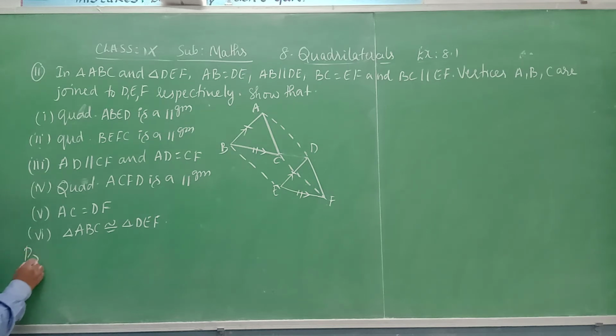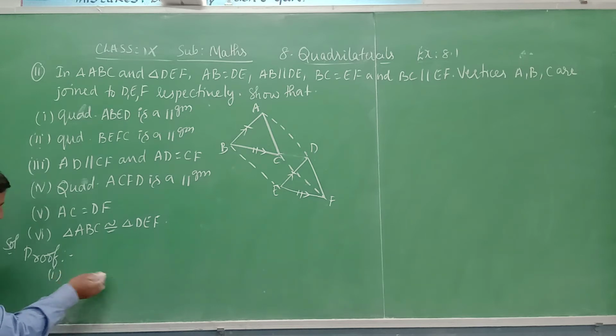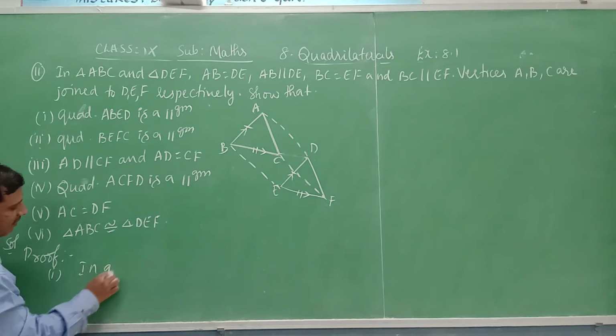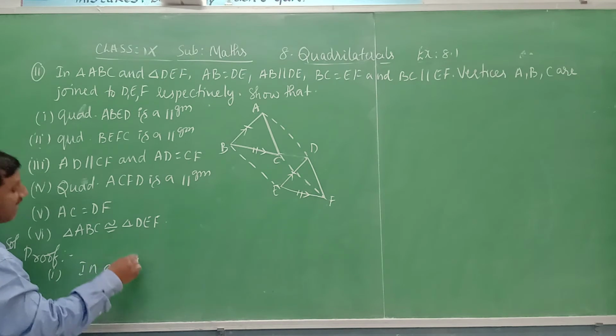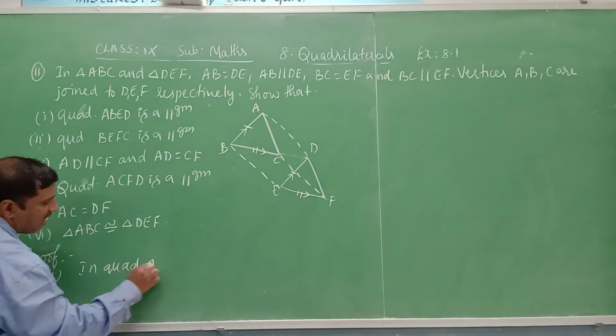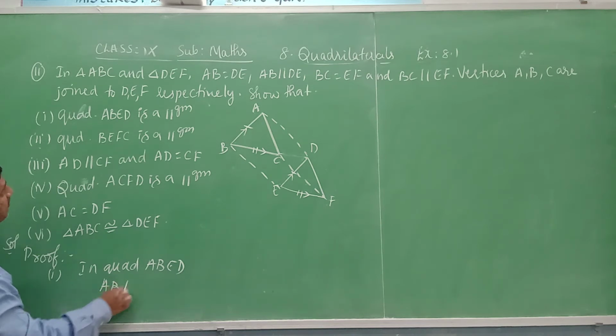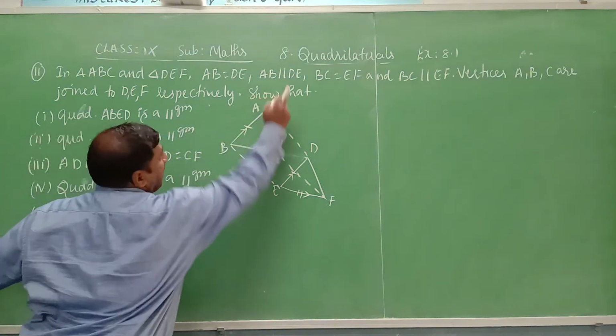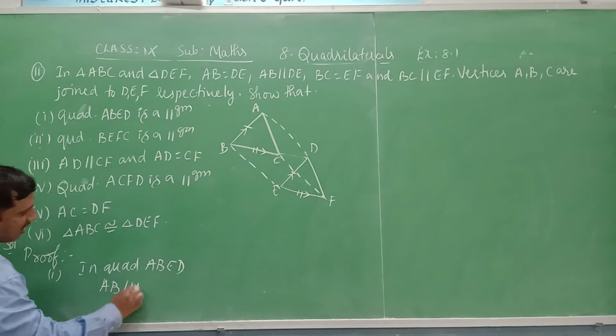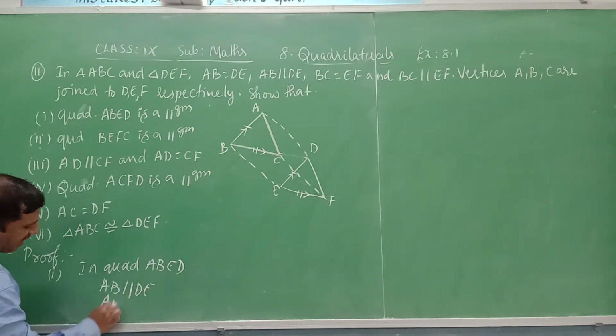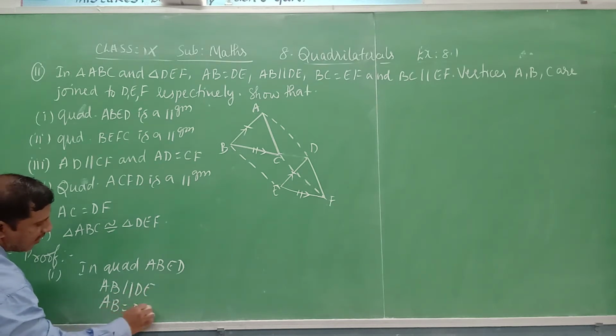Now we prove one by one. Consider the first proof: quadrilateral ABED is a parallelogram. Consider quadrilateral ABED. It is given AB is parallel to DE, and AB is equal to DE is given.